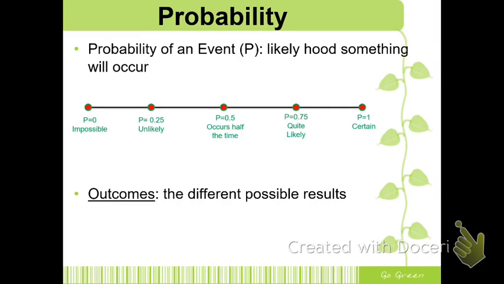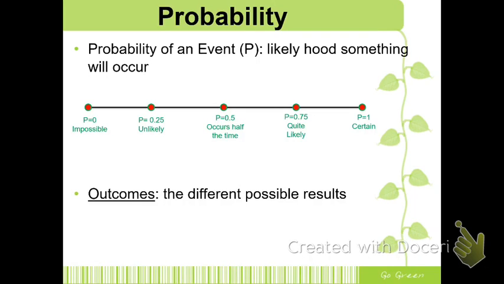Moving on to probability. Probability is a measurement of how likely it is that something will occur. Probability values, if you write them as a decimal, range between 0 and 1. Or if you wrote them as percentages, it would be from 0 to 100.